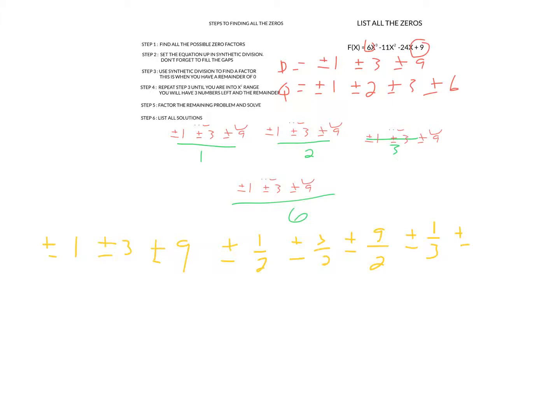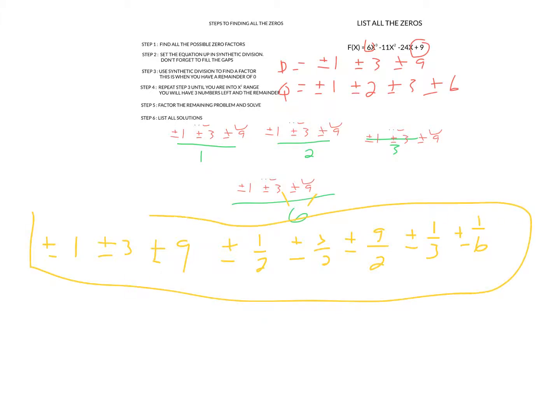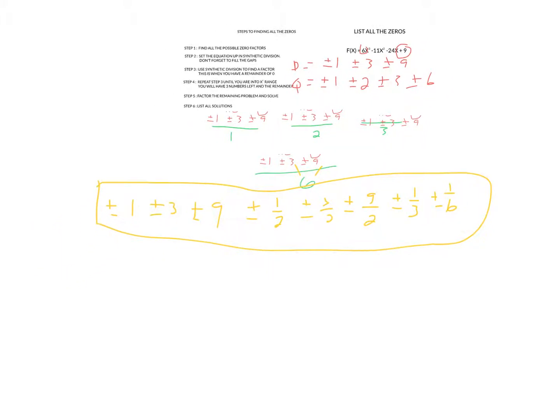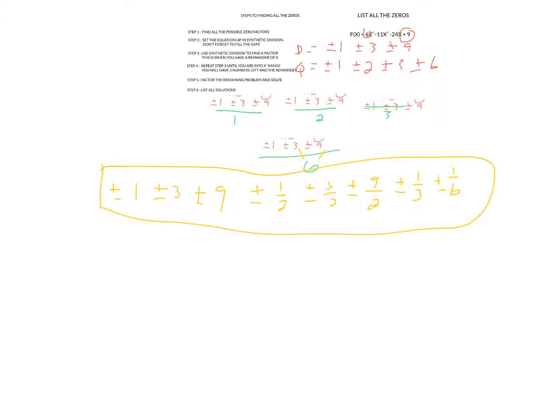Next one, 1 over 6 is 1/6. 3 over 6 is 1/2, I already have that. 9 over 6 reduces to 3 halves, I already have that. All right, here's my possible factors. All right, so now let's get ready. Now checking for my gaps, there aren't any because my exponents go 3, 2, 1, 0.